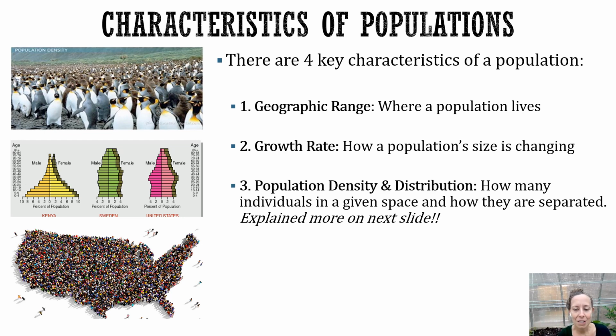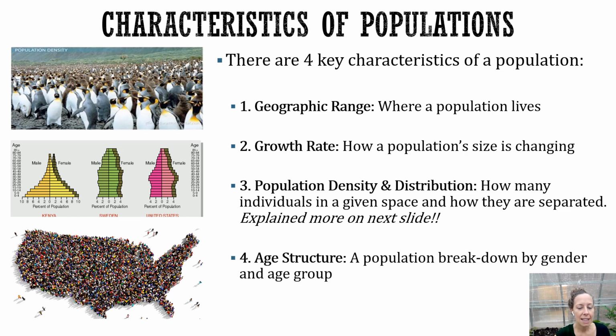The third is their density and distribution. So density is how many people or individuals or species, whatever we're talking about, is in a given space. And their distribution is how are they spaced out. We'll talk about that on the next slide. And then the last one is their age structure. So a breakdown on the sex of the individuals in the population. So is it a male or a female, and how old they are.